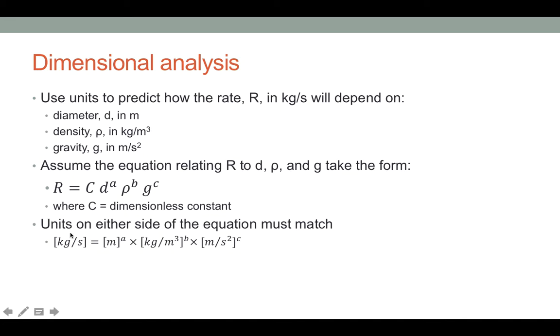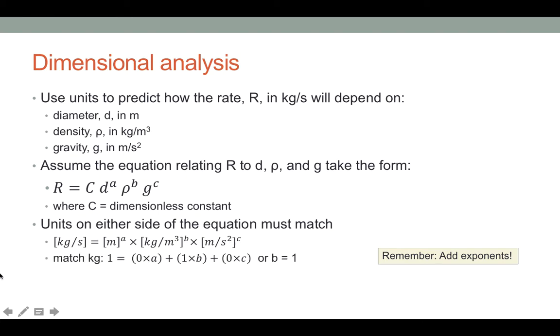On the equation, what we have are kilograms per second must equal meters raised to the a power times kilograms per meters cubed raised to the b power times meters per second squared raised to the c power. So let's take the kilograms, and realizing that when we multiply these quantities together, we're actually adding the exponents. Remember, we're adding exponents when we multiply. So to match these, the exponent for the kilograms on this side is 1. So all of these must basically add up to 1.